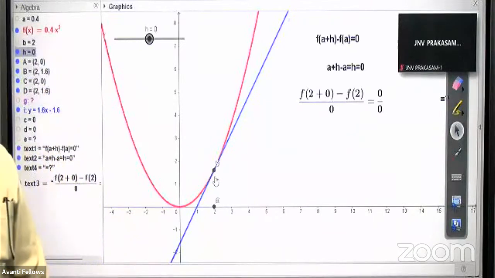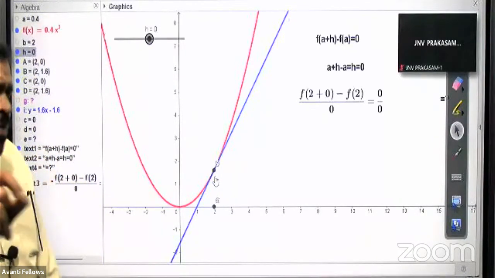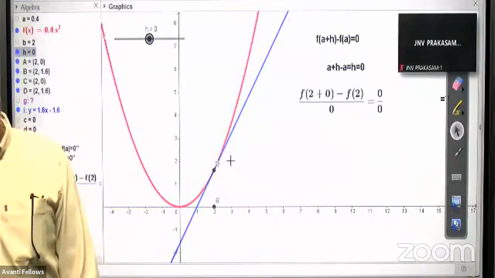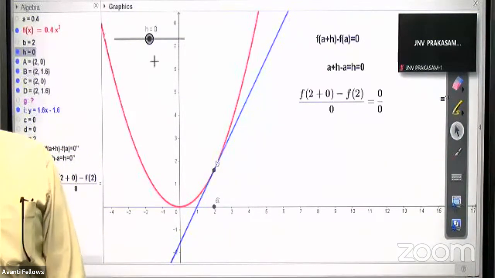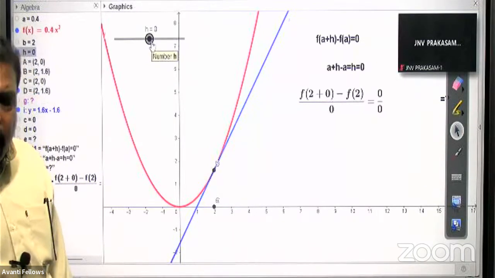Clear? So when h is very, very near to 0, the previous line becomes a tangent at the point 2. That is the meaning of the right hand limit actually. Okay, this is the right hand limit idea.